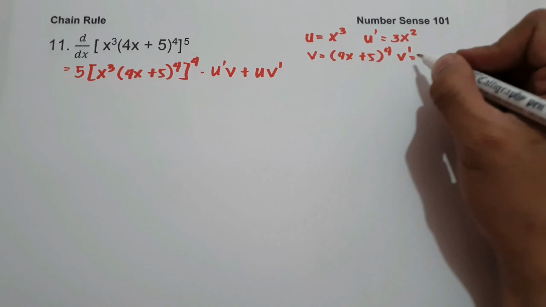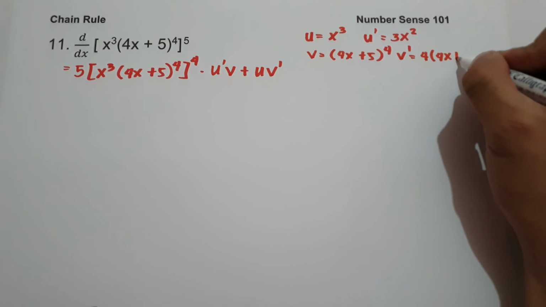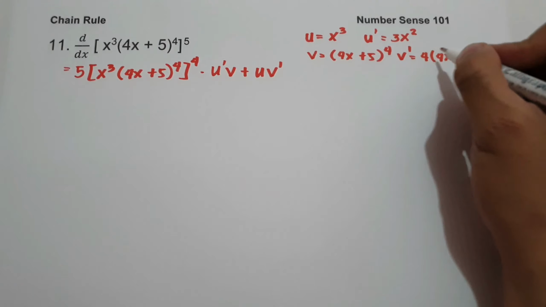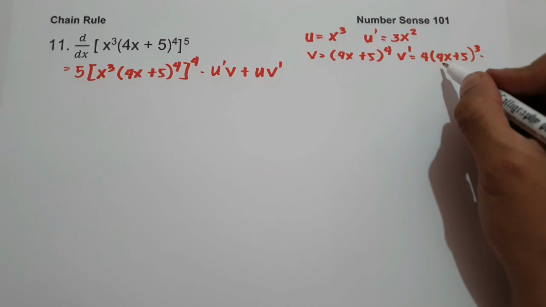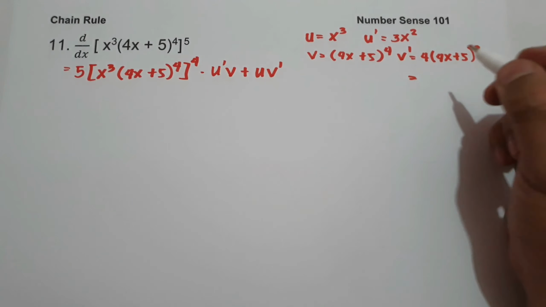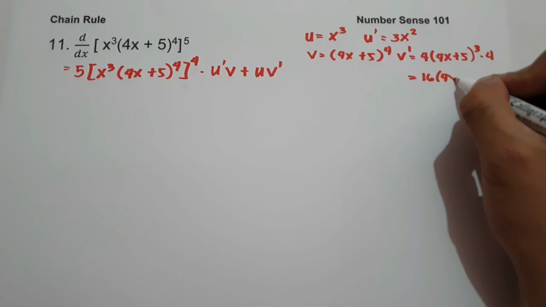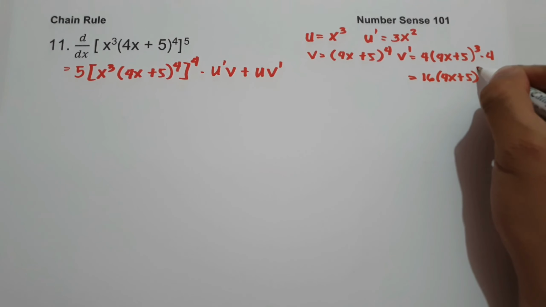So this one is a chain rule. So we are going to have 4 times 4x plus 5 raised to 4 minus 1, that is 3, times the derivative of 4x plus 5, that is 4. So therefore, v prime, that is 4 times 4, is 16 times 4x plus 5 raised to 3.